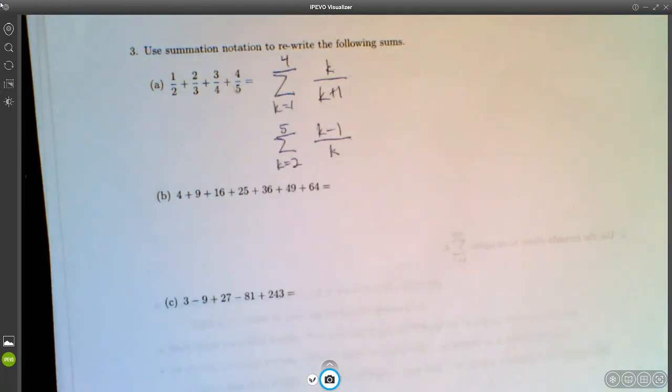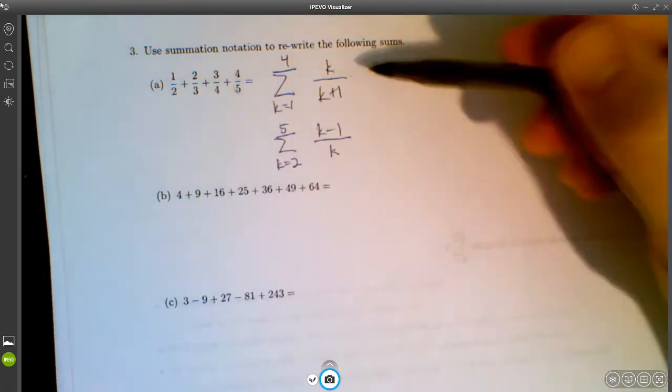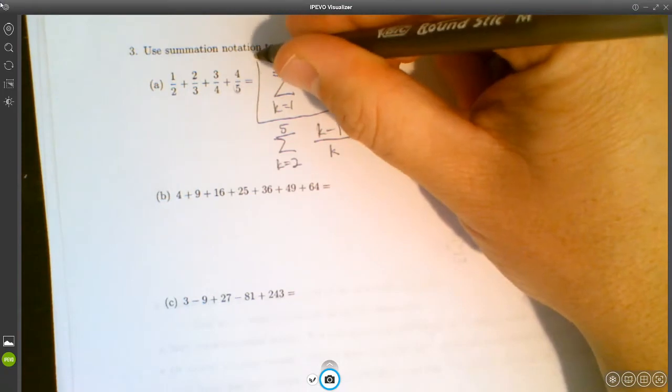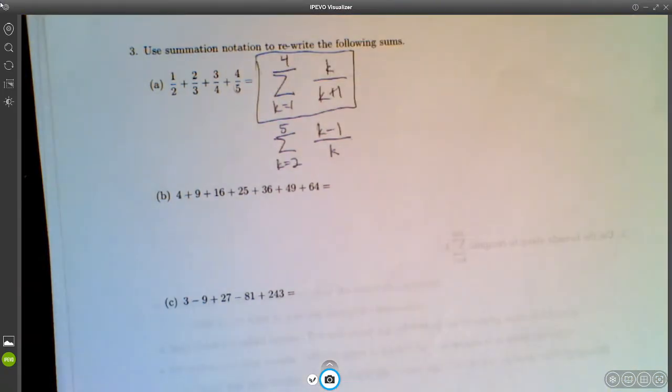And in fact, there are even more ways that you could write down this sum, but I'm not going to get into all of them. Either one of these would be a good solution. I think the top one is maybe a little bit more straightforward, though, so I'm going to circle that. See if you can do part B.